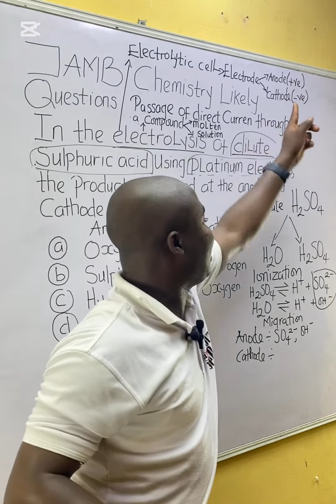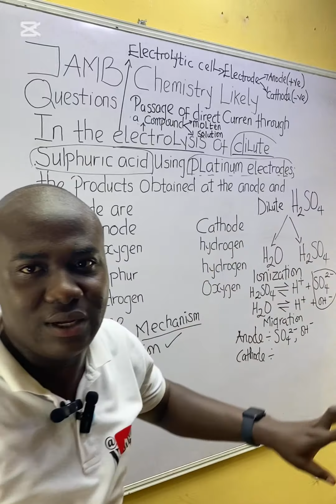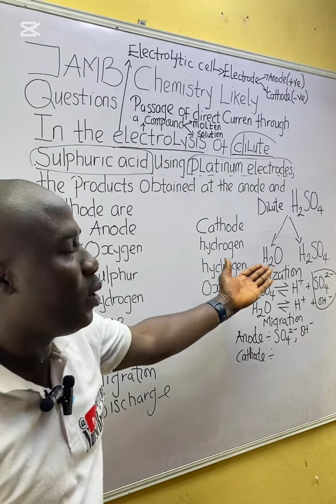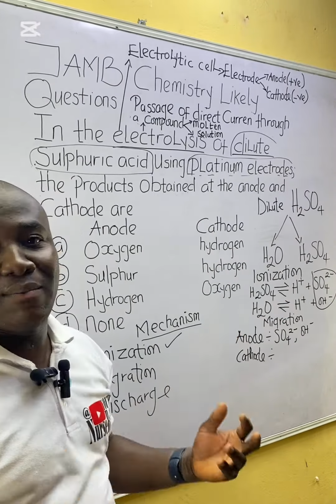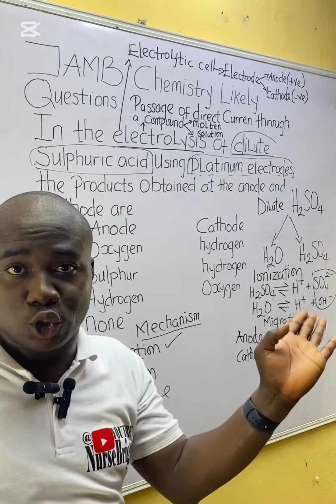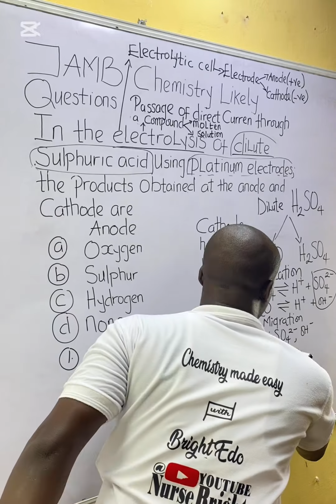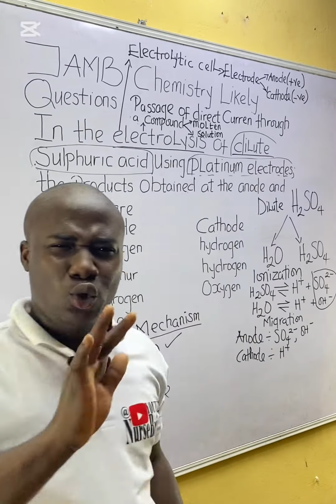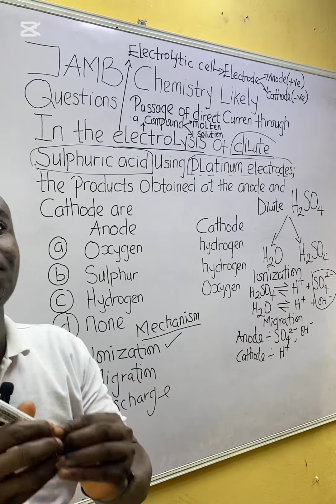Because cathodes are negative, definitely they will attract the positive ions. And from the look of things, we have two elements here where the two ions are the same, unfortunately. So definitely we'll just pick one of them. Do you understand? It's very easy.